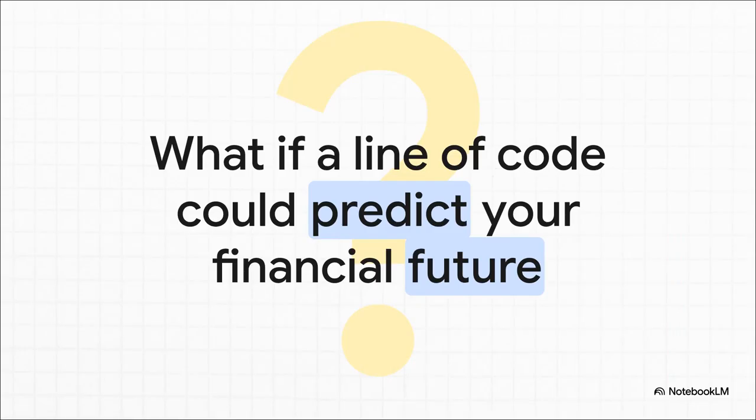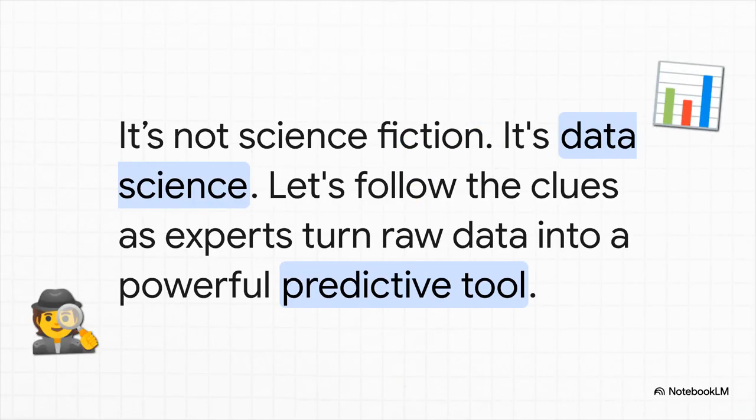So, just think about this for a second. It's a pretty wild question with some huge implications, right? What if a bank, just by looking at your data, could know with some startling accuracy whether or not you'd pay back a loan? And look, this isn't science fiction, it's not some movie plot. This is the real deal. It's data science. So we're going to follow the clues step by step, and you'll see exactly how the experts take just a messy pile of raw data and turn it into a powerful predictive tool.